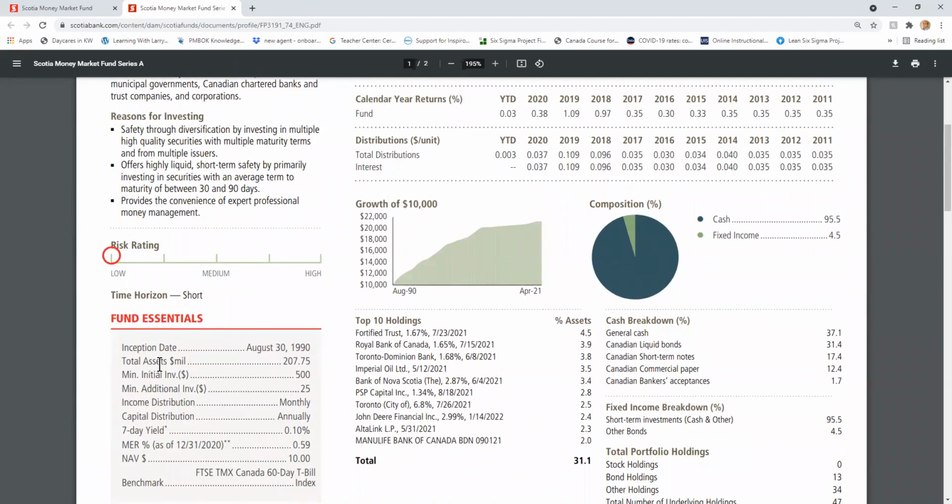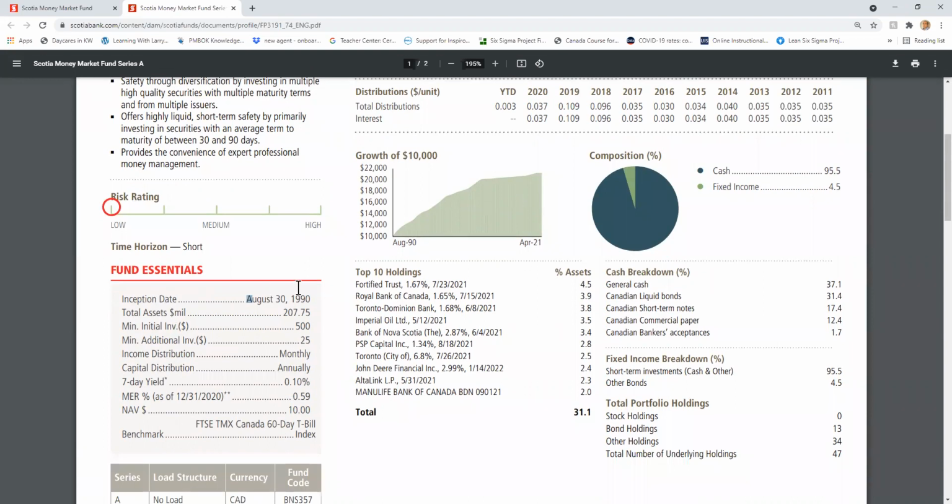And as we can see here, this fund started out in 1990. $207 million is invested in it. You can start out with $500 in this one, and you could put in $25 a month also. So this is giving you overall what you can invest in it.